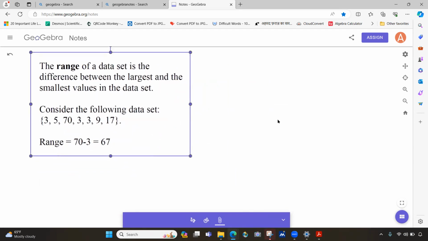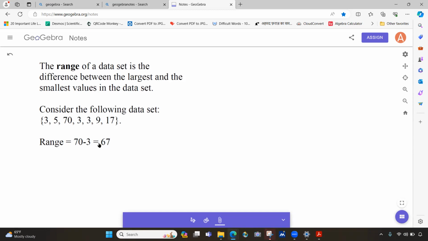The range of a data set is the difference between the largest and the smallest values in the data set. So here, if you look at the data set, it hasn't been ordered, but 70 is the highest value, 3 is the lowest value. You simply find the difference and you have the range. It's a very easy, simple way of measuring how spread out the data set is.